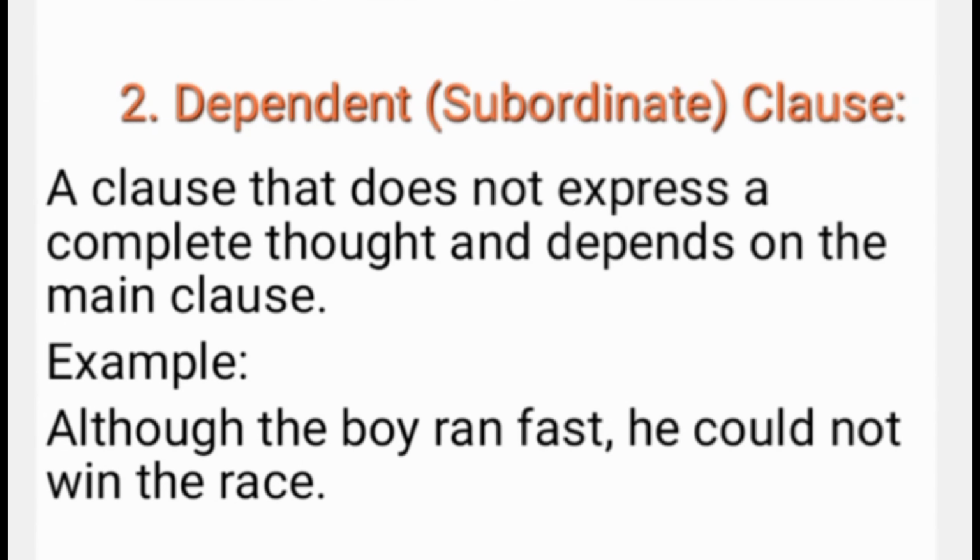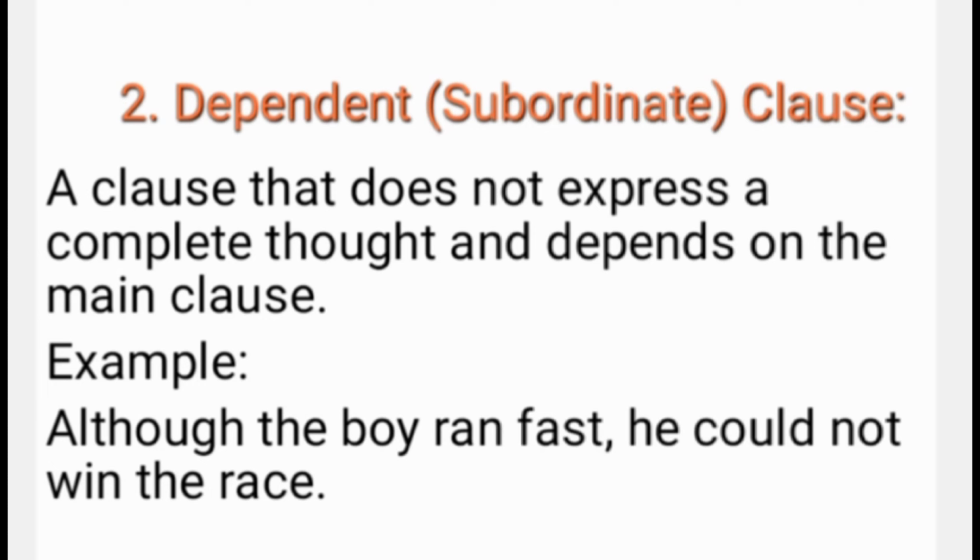Number two, dependent or subordinate clause. A subordinate clause is a clause that does not express a complete thought and it depends on the main clause. It depends on the main clause for it to give you a complete thought. For example, although the boy ran fast is a dependent or subordinate clause. Although the boy ran fast, for it to give you a complete thought, you go and get a main clause to attach to it.